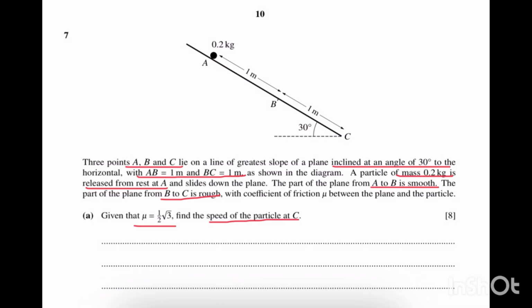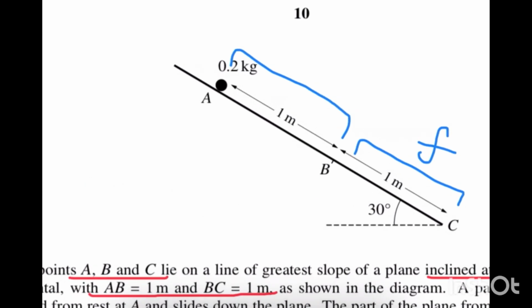So for this question, the final goal is to find the speed of the particle at C, and the condition that they've given us is that the part of the plane from A to B is smooth. What that means is that there's no friction from A to B, but they're saying that the plane is rough from B to C. That means there's friction in BC, and this particle is moving downwards.